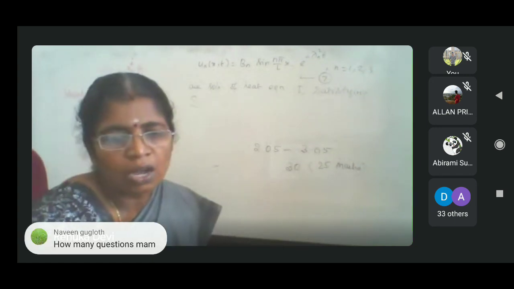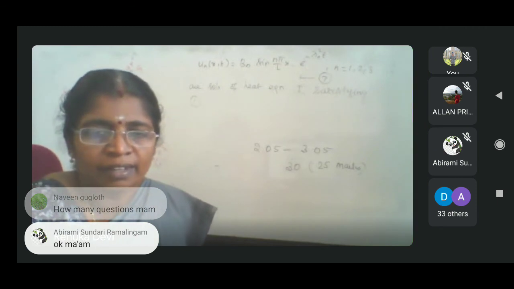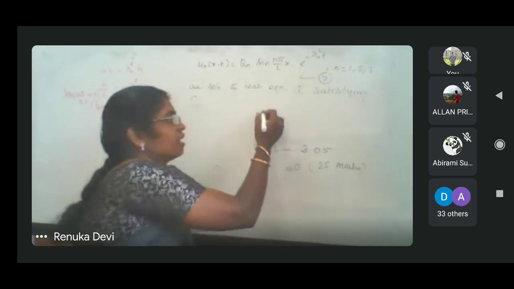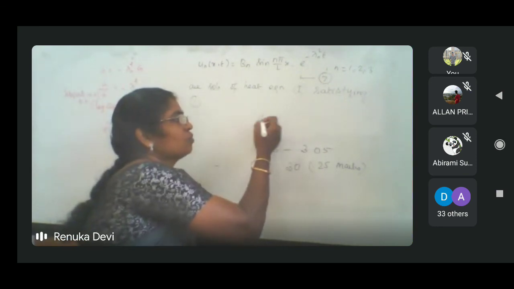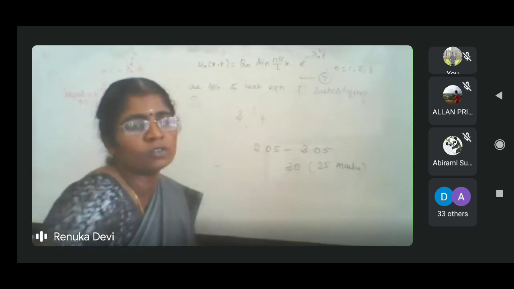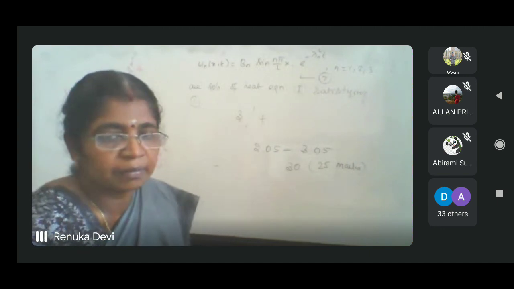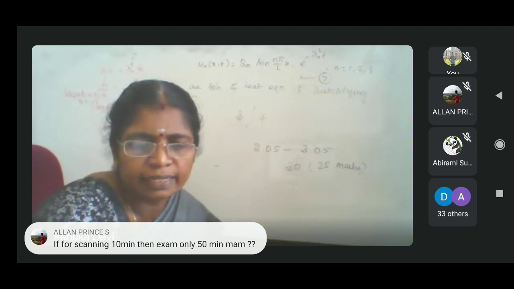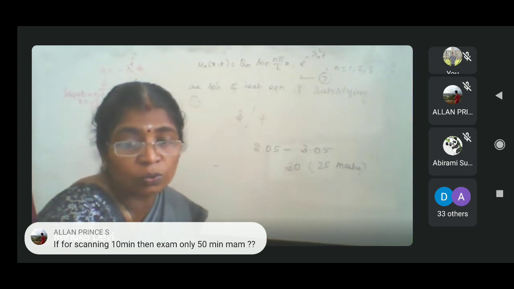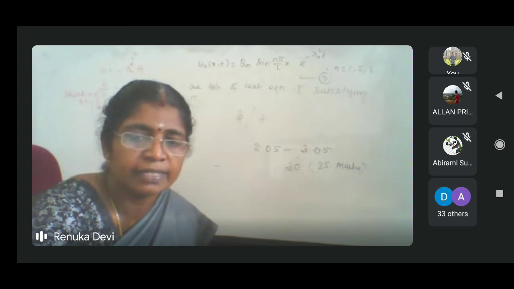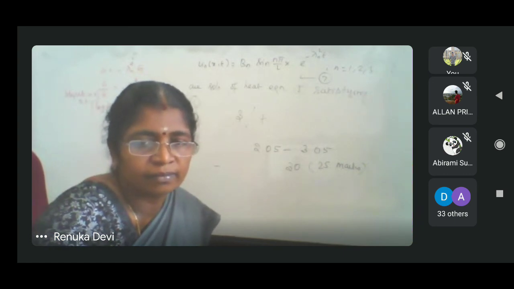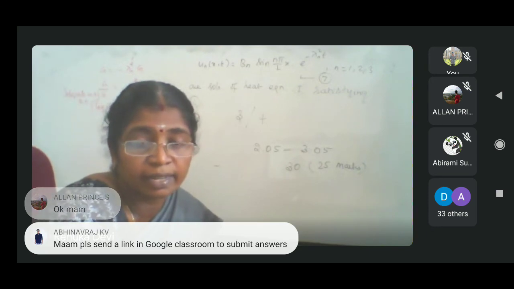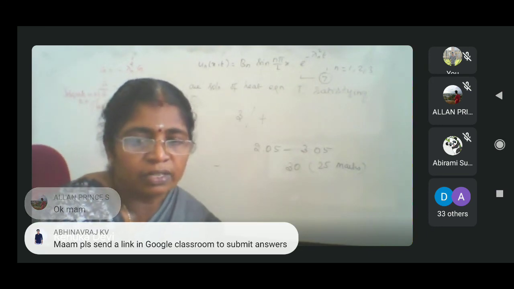How many questions? If there are 4 questions, out of 4 it is enough to write 3 questions, and the questions may have subdivisions. The exam is 1 hour plus 10 minutes for scanning. For the 1 hour, weightage will be there. For scanning, I won't include it in the exam time.